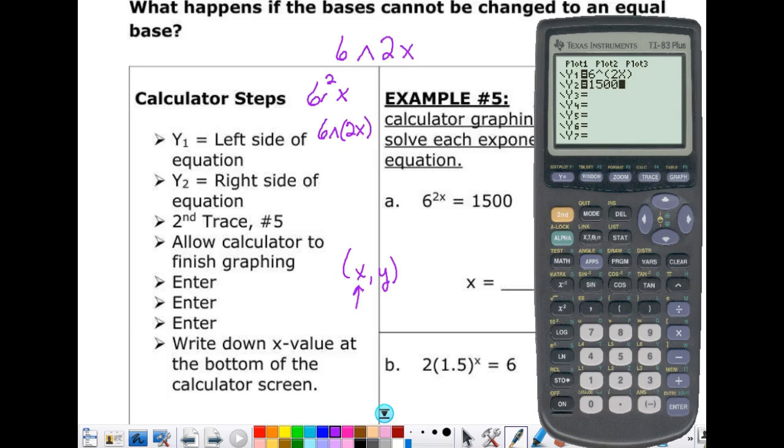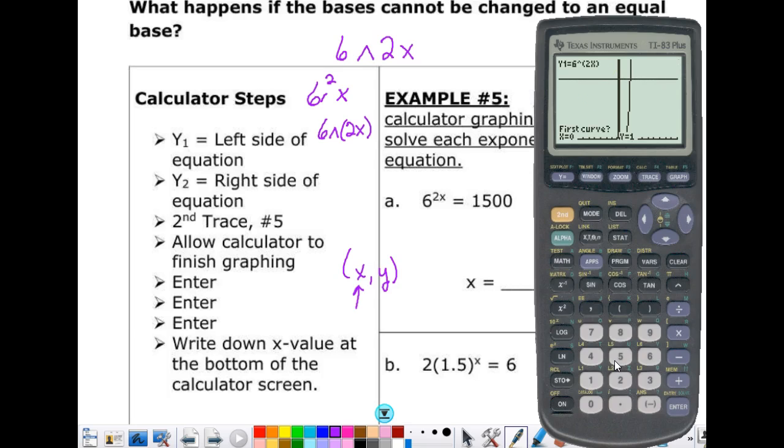Okay? So you've done this before. Let me ask you this. Does second trace or second calc 5 enter sound familiar? Yes, it does. You've done that before. Okay? So that's what we're going to do. Go to second calc 5, and you wait a minute for it to quit graphing. Second calc, which is the trace key up there, 5.